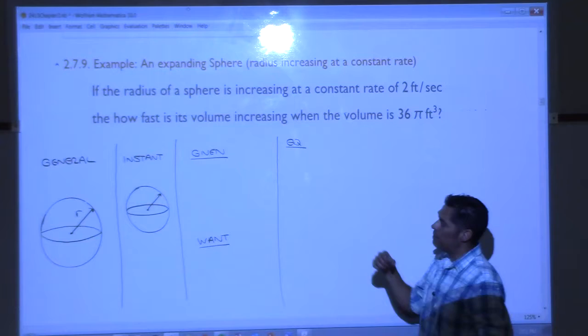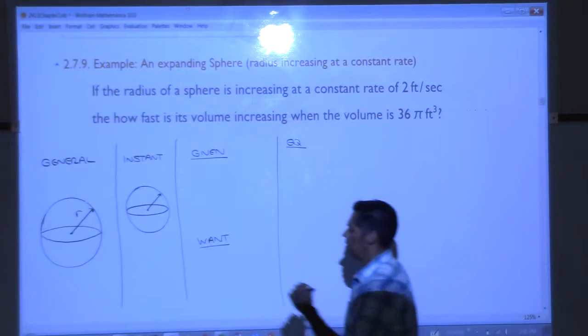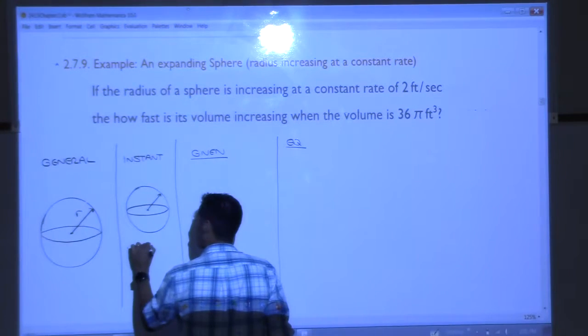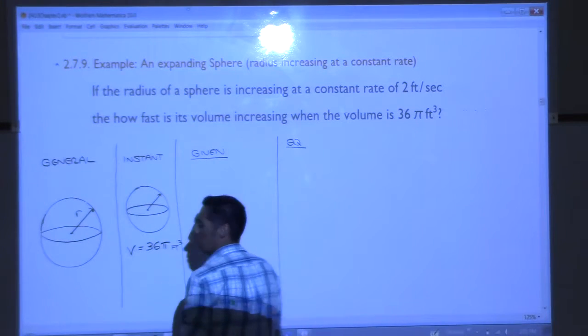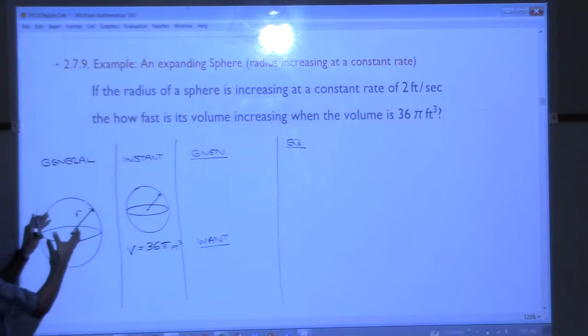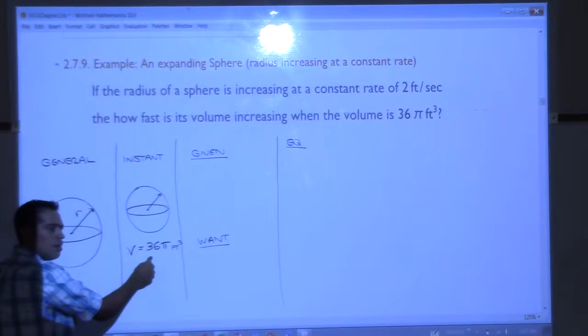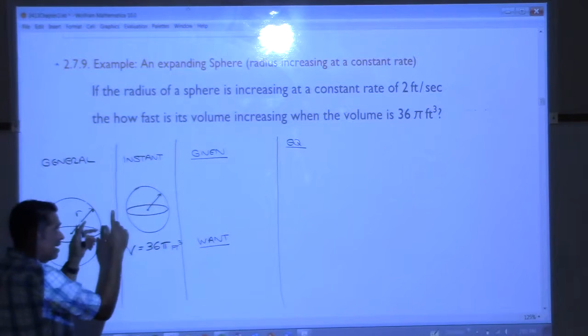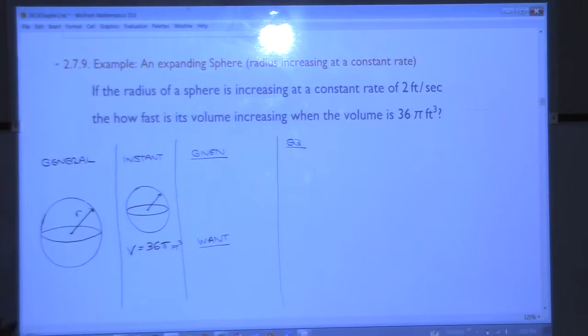Okay, it's increasing. Is there anything at that instant in time that's fixed? The volume, good. And what is it? 36 pi. Volume is 36 pi, cubic feet, but that's not that important. So here this thing is growing, but at the instant in time, the volume is fixed at 36 pi. So that's like, take a picture. There it is.